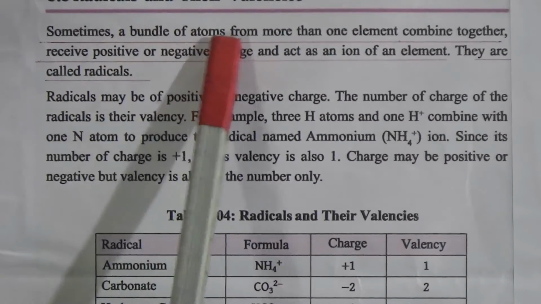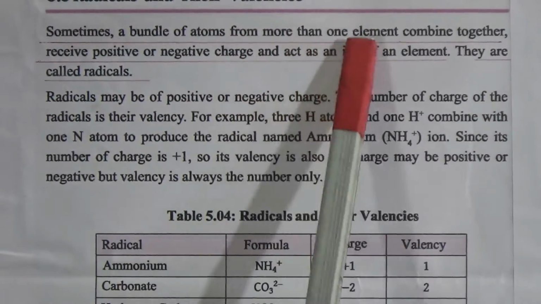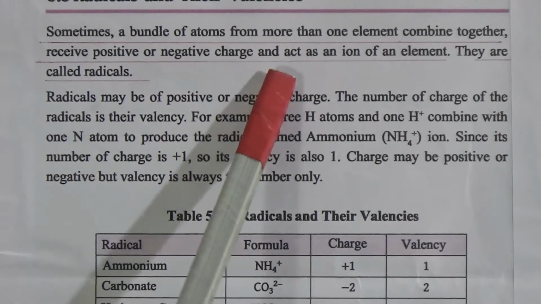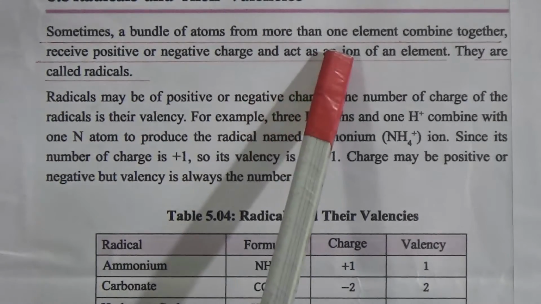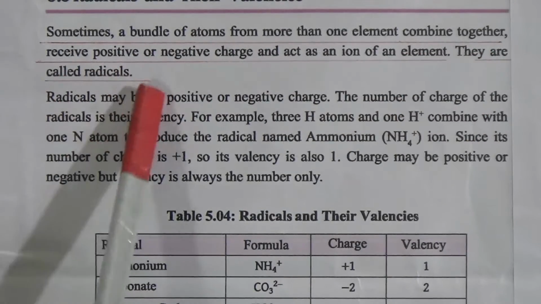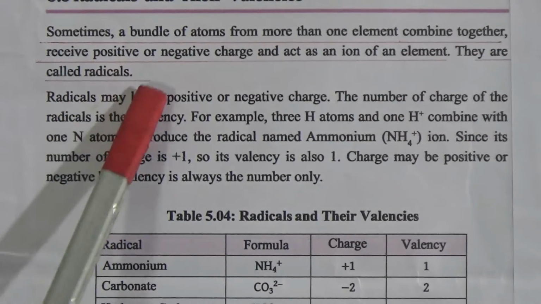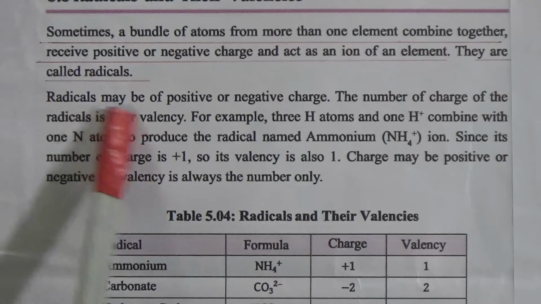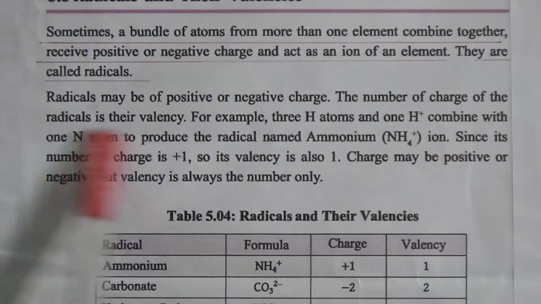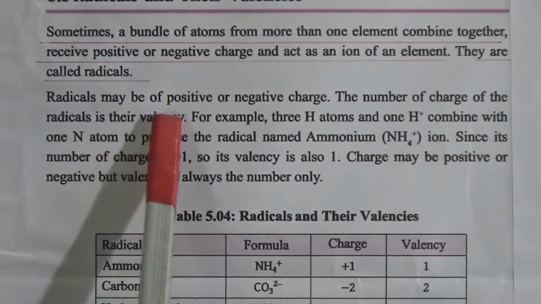Sometimes a bundle of atoms from more than one element combined together receives a positive or negative charge and acts as an ion of an element. They are called radicals. We already learned about radicals in our previous class science book. Radicals may have positive or negative charge. The number of charges of a radical is its valency.